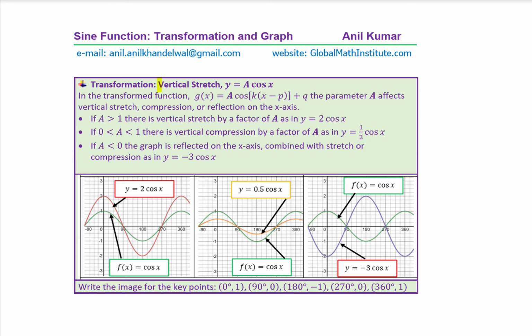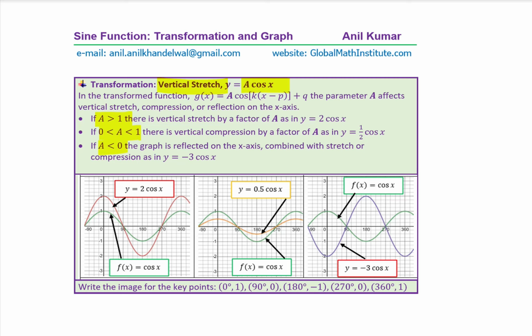We'll begin with the vertical stretch, which normally is because of the factor a. So y equals a cos x. If a is greater than 1, it's a vertical stretch. If a is between 0 and 1, it is a vertical compression by a factor of a. If the value of a is less than 0, that means it is negative.